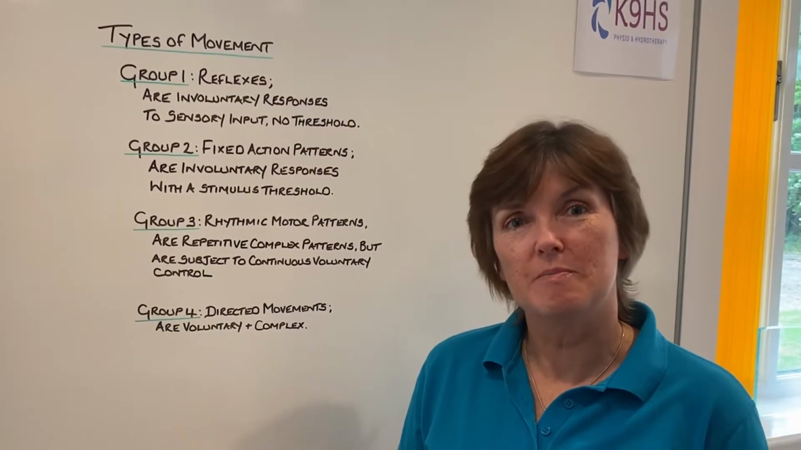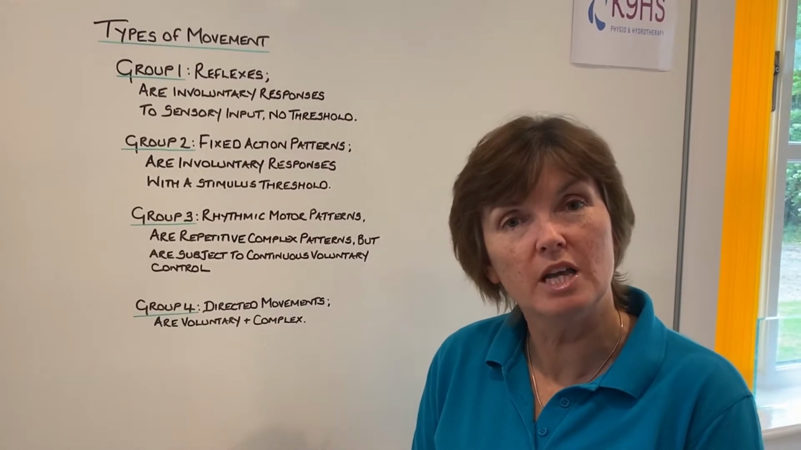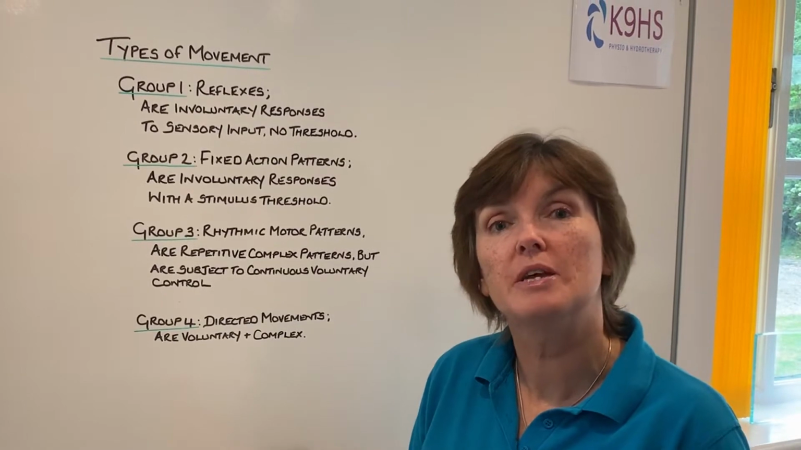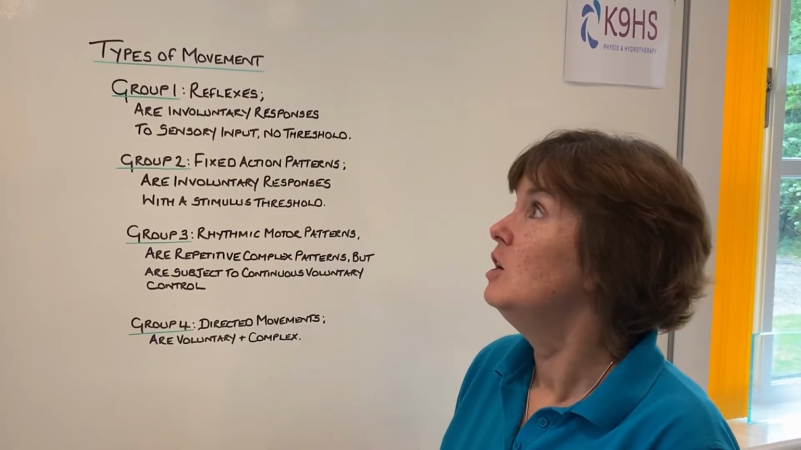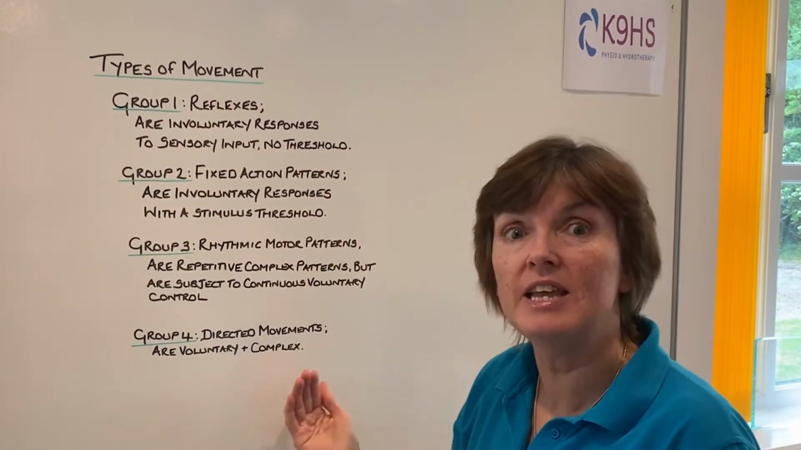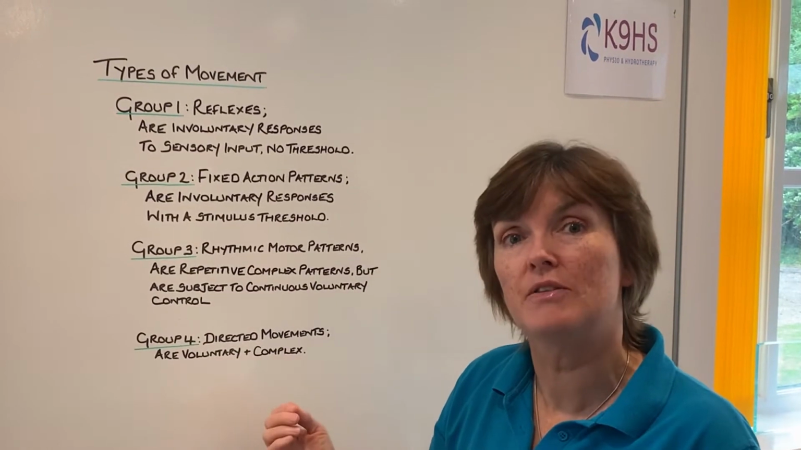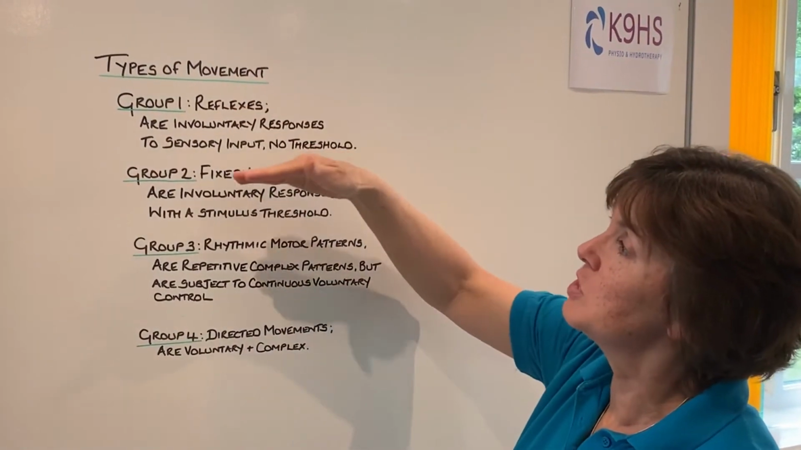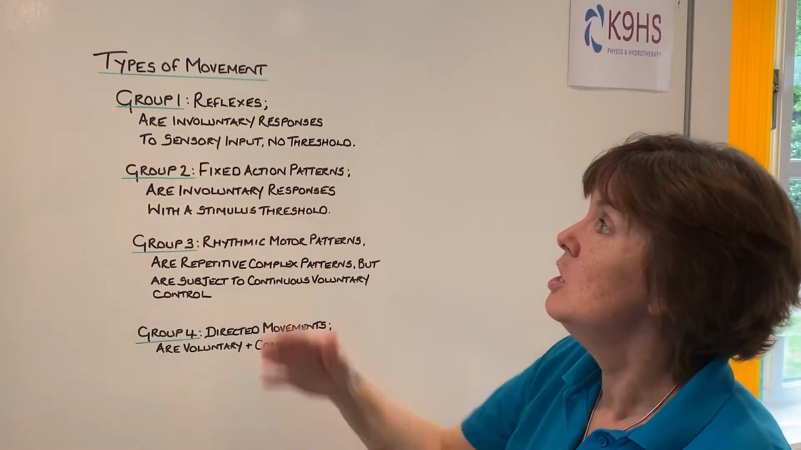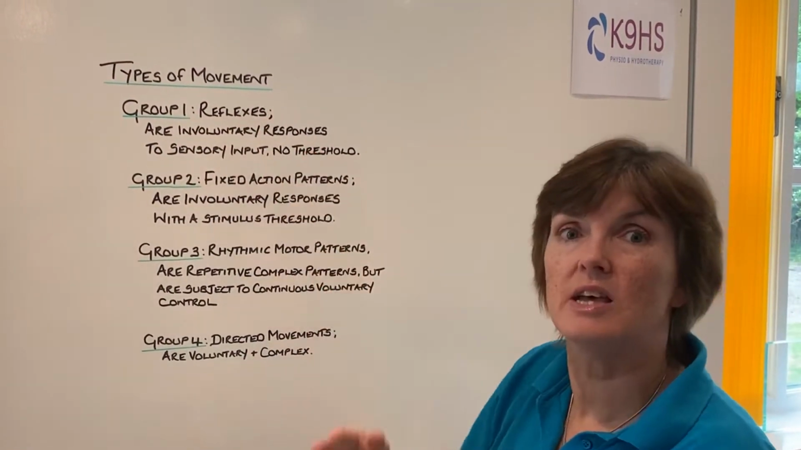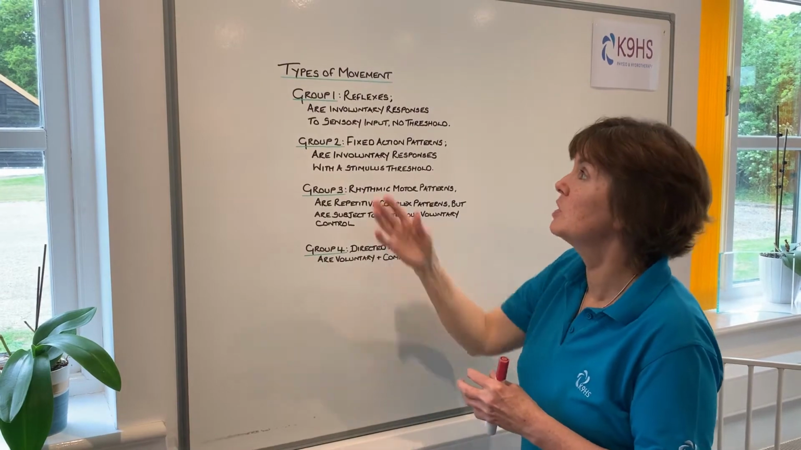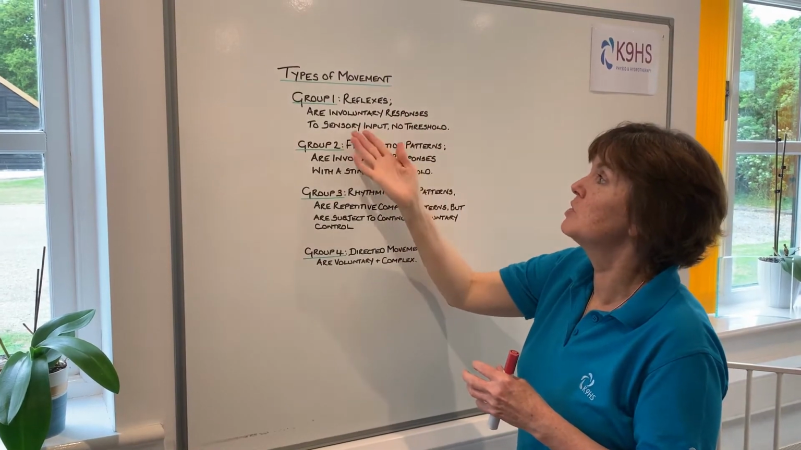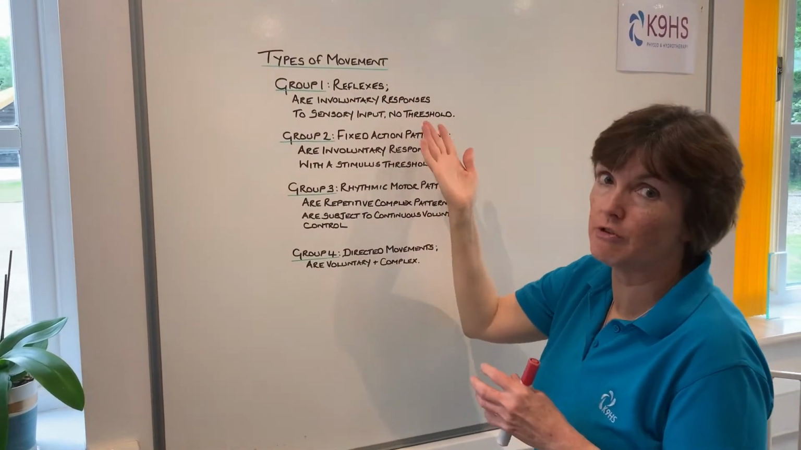As a canine therapist or a canine professional working with movement dysfunction and wanting to impact on that positively, the first place to start really, and a great place to start, is think about the type of movement that you want to influence. So movement is divided into 4 key groups. Group 1 are your reflexes. They're your most simple form of movement. They're involuntary responses to a sensory input and they have no threshold.